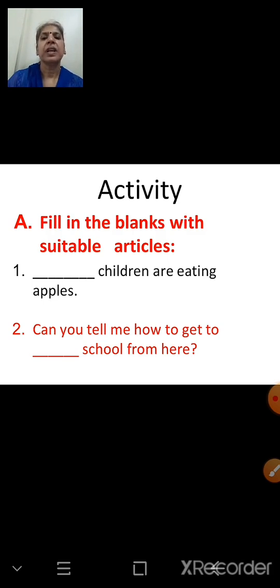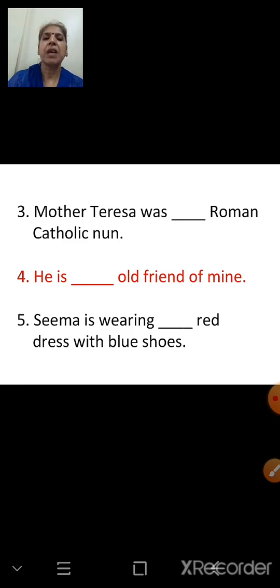Now first one. Dash children are eating apples. What you have to do? You have to write only answers. First one, write the answer. Second one, can you tell me how to get to dash school from here? Mother Teresa was dash Roman Catholic nun. Fourth one, he is dash old friend of mine.